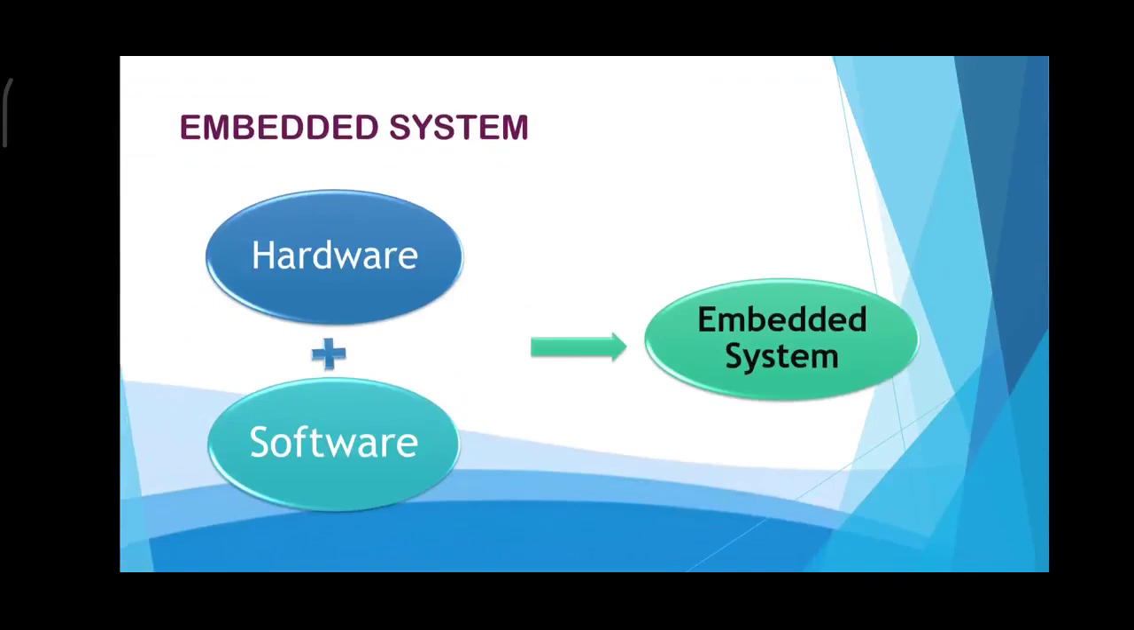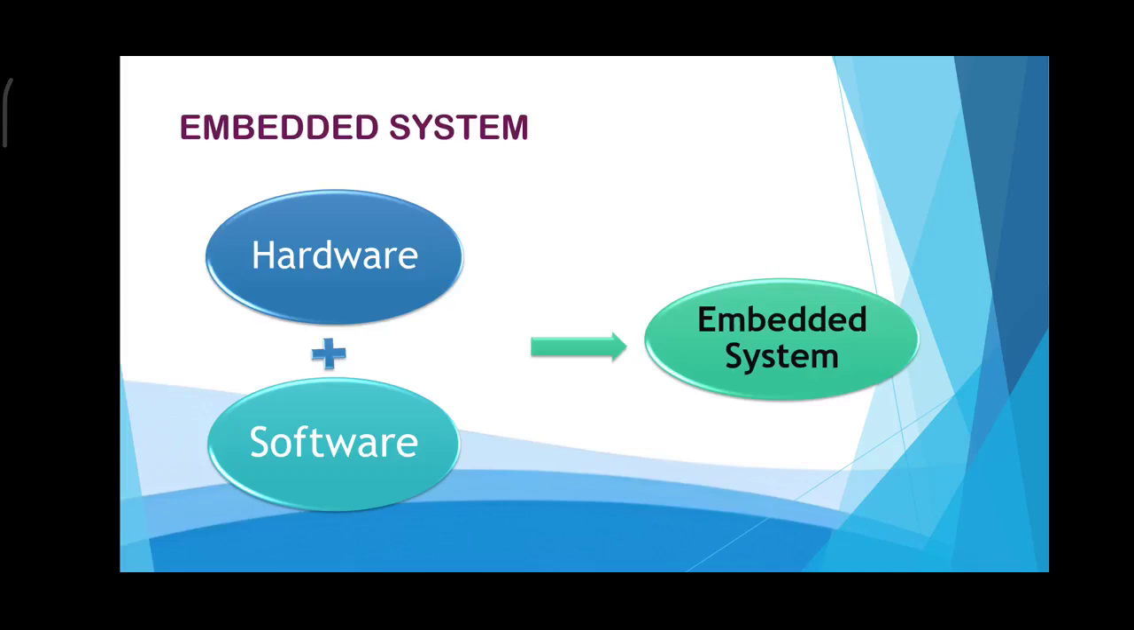What is an embedded system? Let's begin. An embedded system is a combination of hardware and software. It is a specialized computing system designed to perform a dedicated function within a larger system. Unlike general purpose computers like PCs, embedded systems are optimized for a specific task, often with real-time constraints. They integrate hardware and software to control devices, process data, and interact with the physical world.